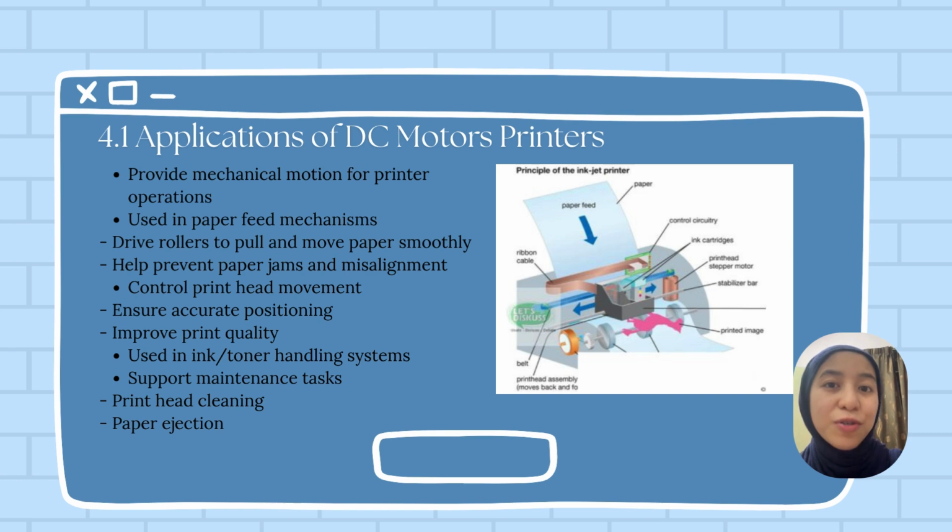DC motors are also used to move the print head, especially in inkjet printers. Smooth and controlled motor movement allows accurate positioning of the print head, which is necessary to produce clear text and high-quality images. In addition, DC motors are also used in ink and toner handling systems, as well as in maintenance functions such as print head cleaning and paper ejection. These applications show that DC motors play a key role in ensuring reliable and efficient printer operation.